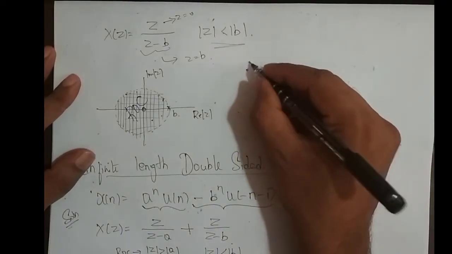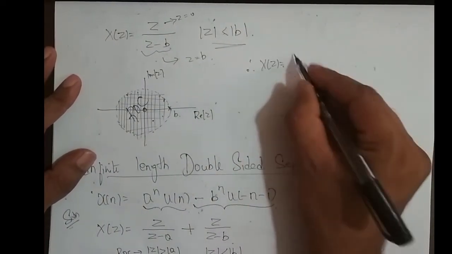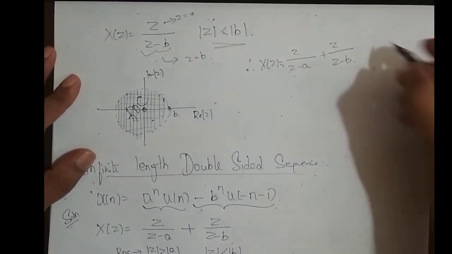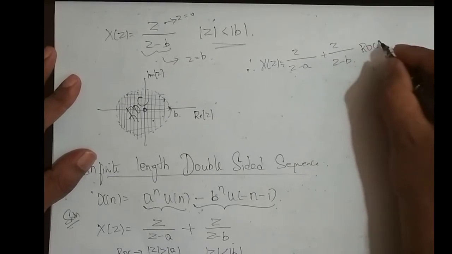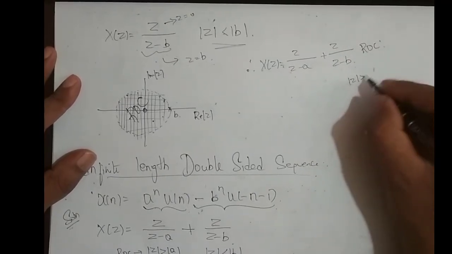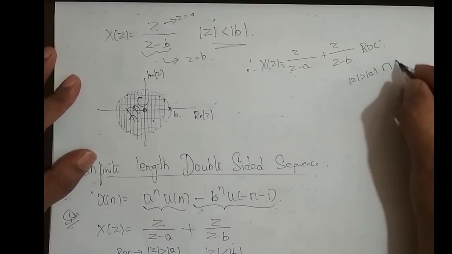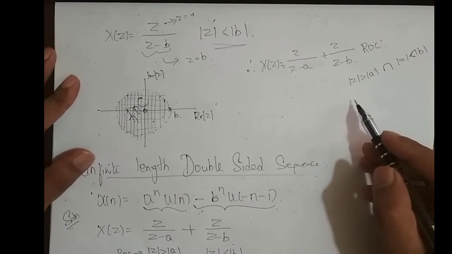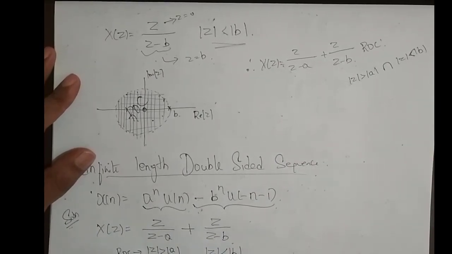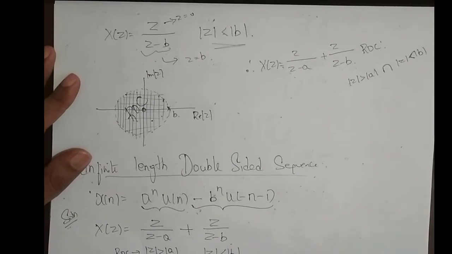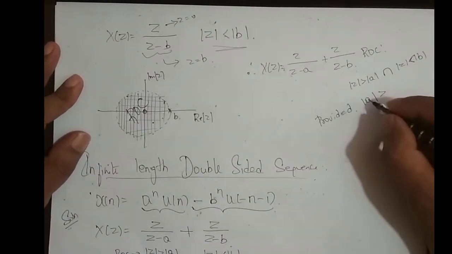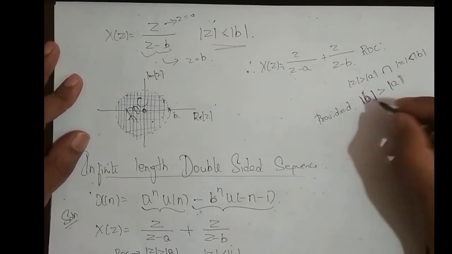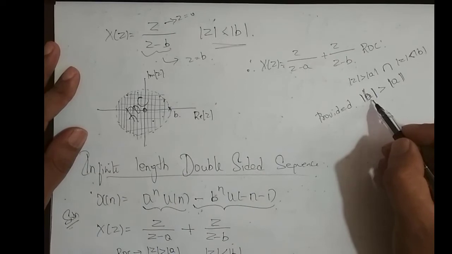So therefore x of z is z divided by z minus a plus z divided by z minus b, and ROC is magnitude of z greater than magnitude of a, intersection with magnitude of z less than magnitude of b. Whenever we have two circles, the combined ROC will be the intersection. Fine, provided magnitude of b should be greater than magnitude of a. The radius of the circle b should be more compared to a.